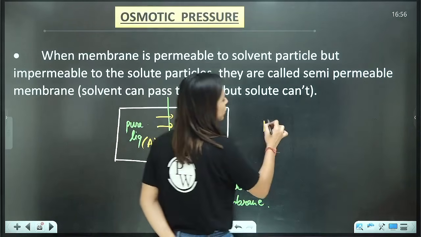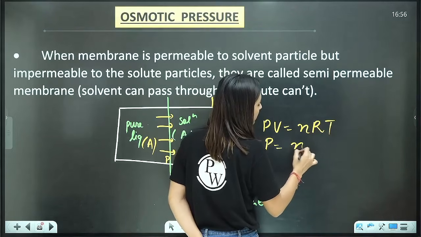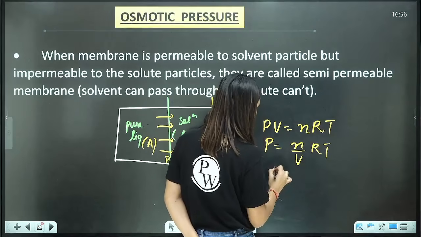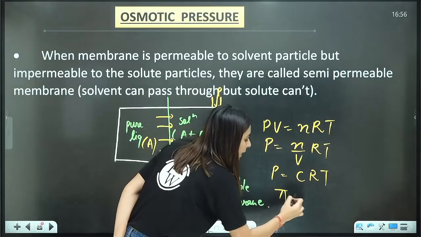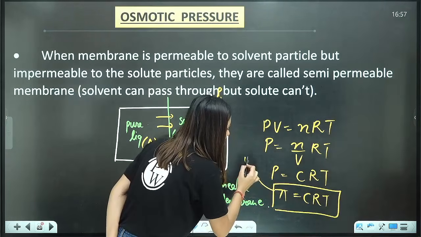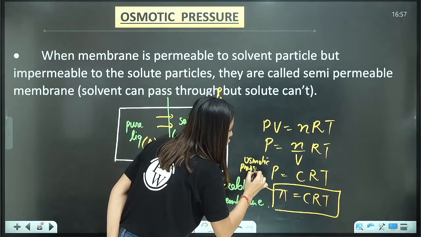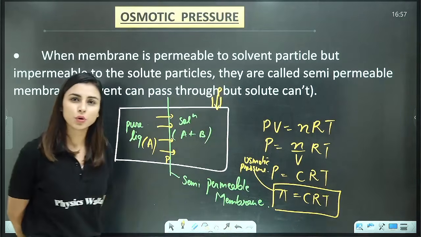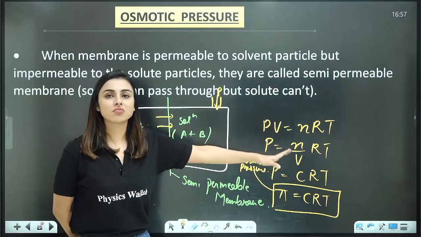So see, we know that PV is equal to nRT. So P is equal to n by V times RT. So pressure is equal to CRT. Here this P is represented by pi, so pi is equal to CRT. This is your osmotic pressure. So this is the expression for osmotic pressure. I hope you understand this. Perfect.